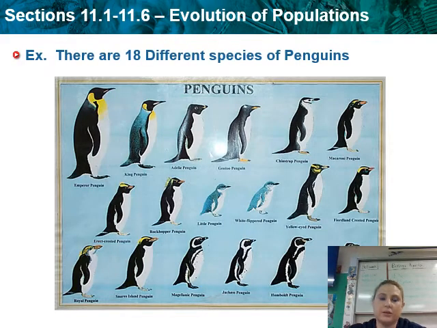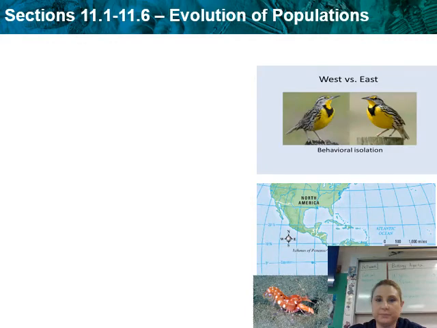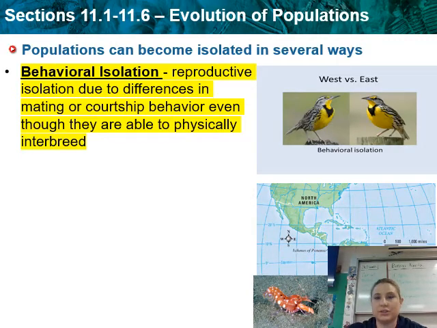Okay, so if you look at this, we've got a bunch of penguins. At some point, we have some ancestor penguins. Some kind of isolation happened where they got separated, and they eventually evolved and adapted to their environment separately, where they no longer interbreed. So we're going to talk a little bit about how populations can become reproductively isolated.